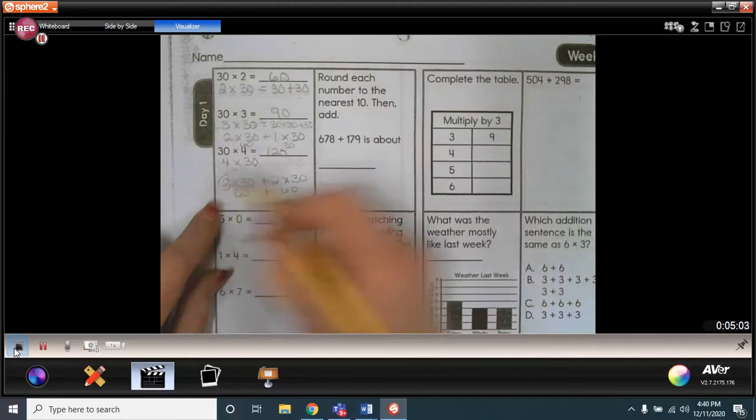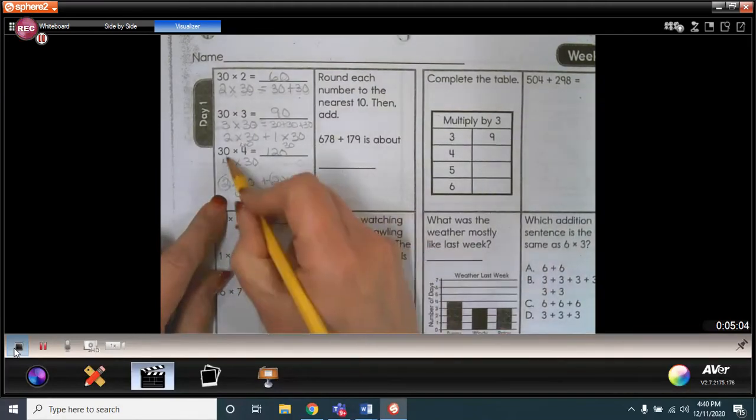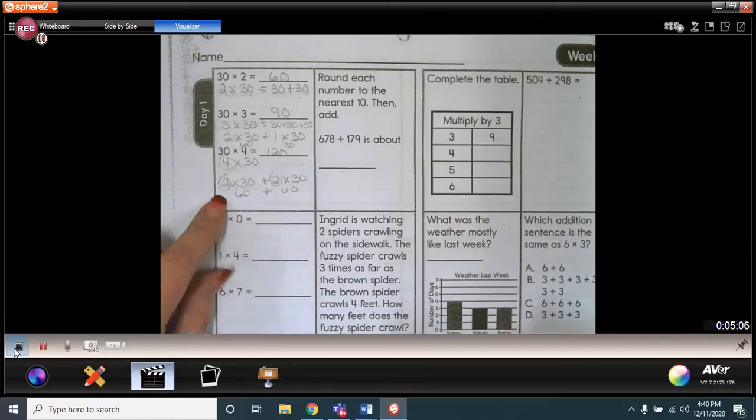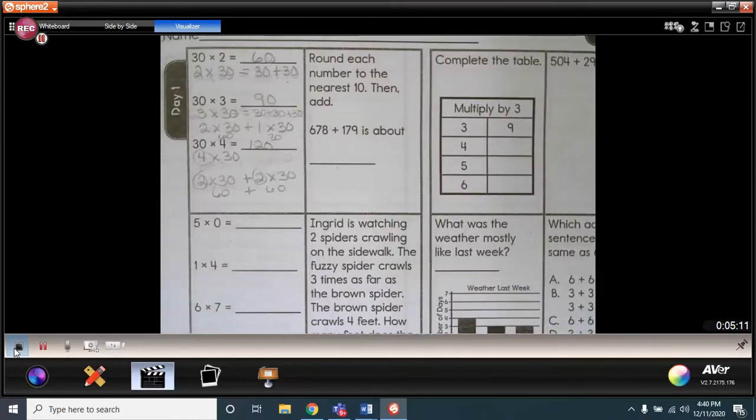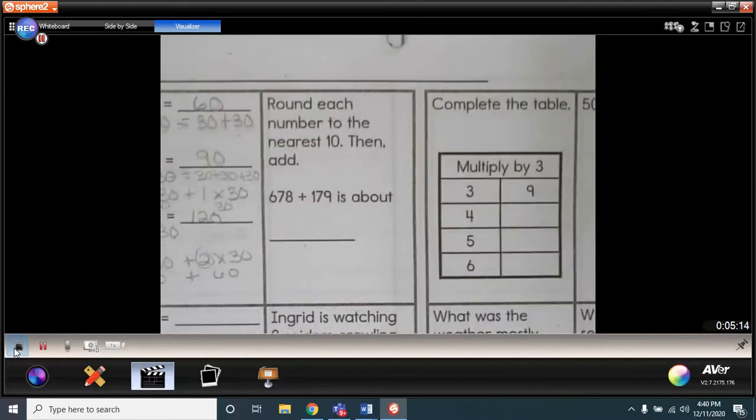So here's 2 groups and 2 groups, and that makes 4 groups of 30. Let's take a look at our rounding problem. It asks us to round each number to its nearest 10.